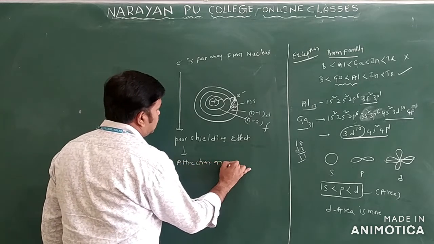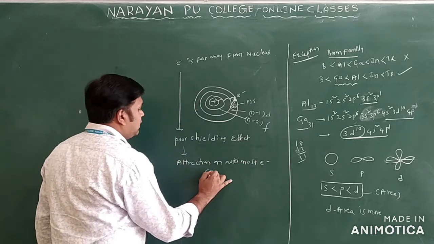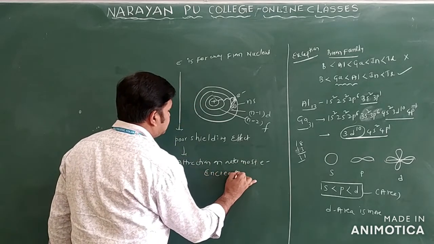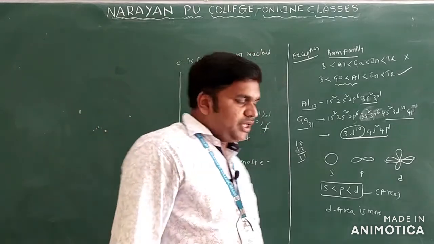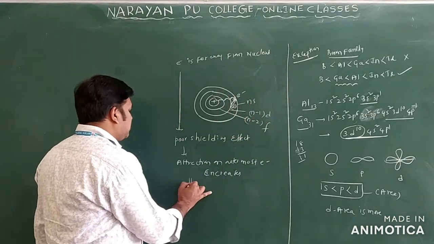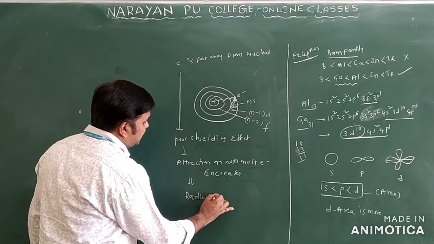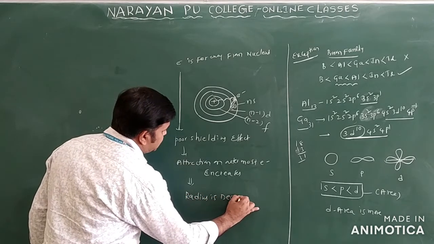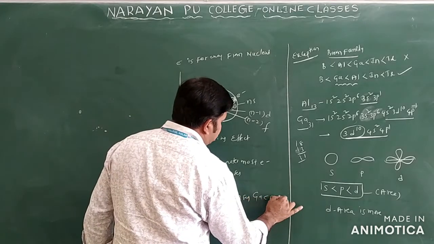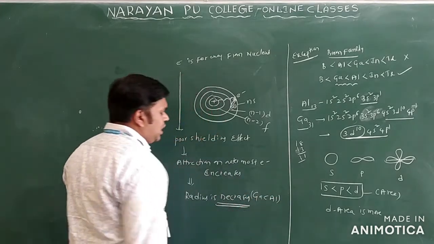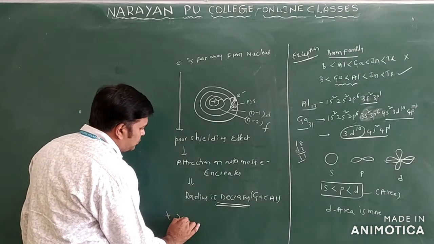Attractions on the outermost electron increases. Whenever the attractive forces on the outermost electron increase, the radius decreases. So here gallium is less than aluminum. The reason is due to poor shielding.